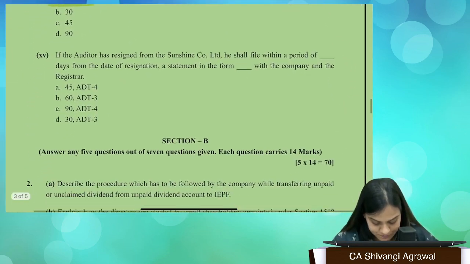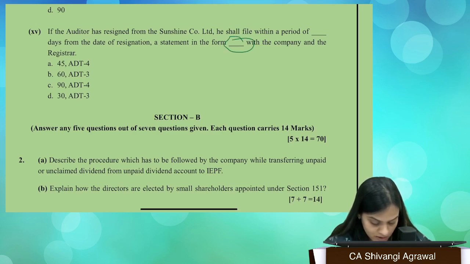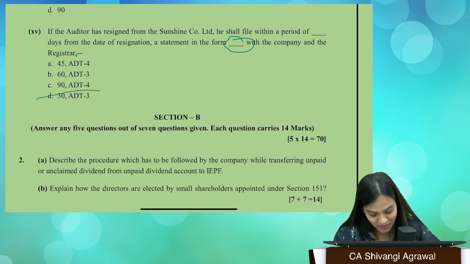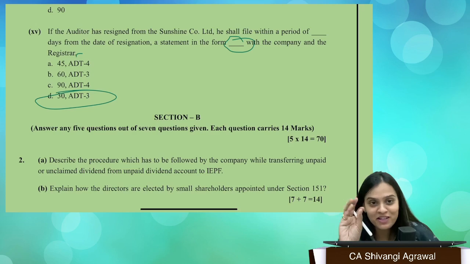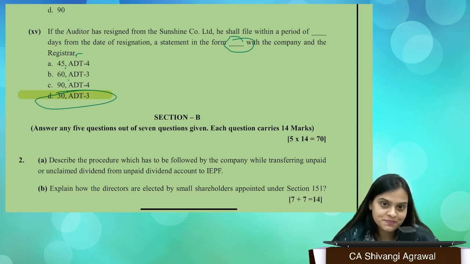The next question. If the auditor has resigned, now this is talking about resignation by auditor. He shall file within a period of how many days from the date of resignation a statement in which form with the company and the registrar. First of all, he has to give it within 30 days. So if you remember the days, there is just one option. So even if you don't remember the form number, eventually you'll get it right, because all the number of days are different. Okay. So this is the correct answer. Fine. I hope this is clear so far.